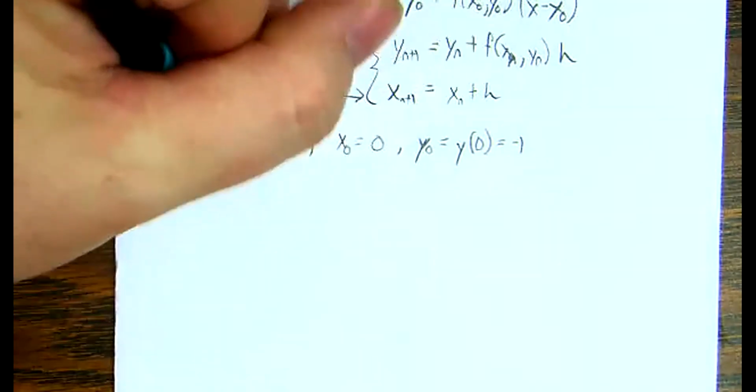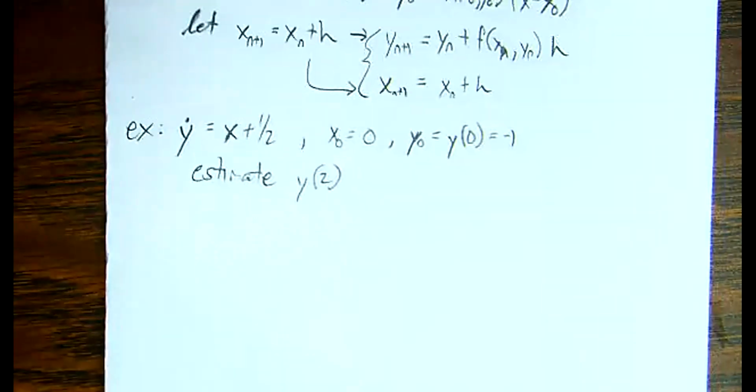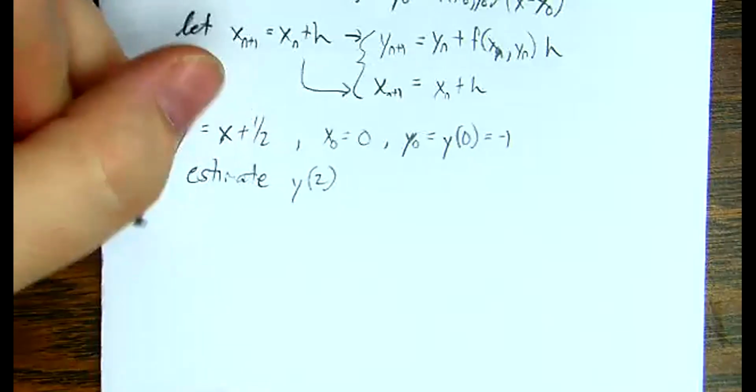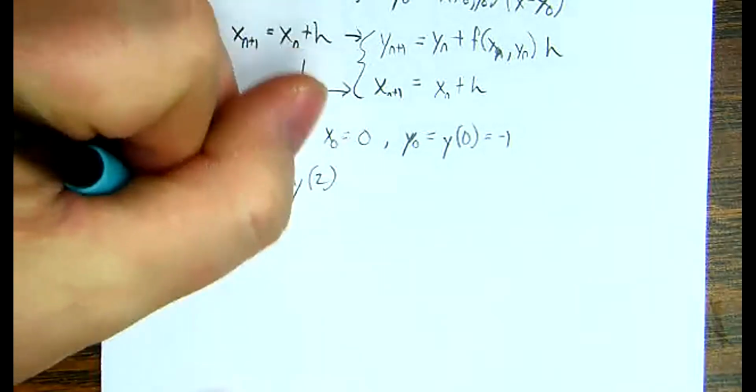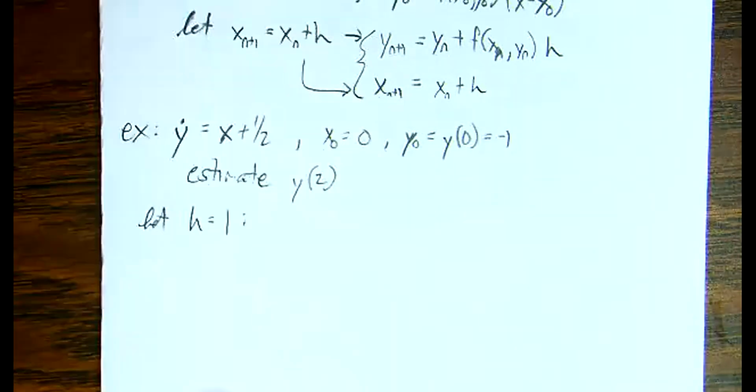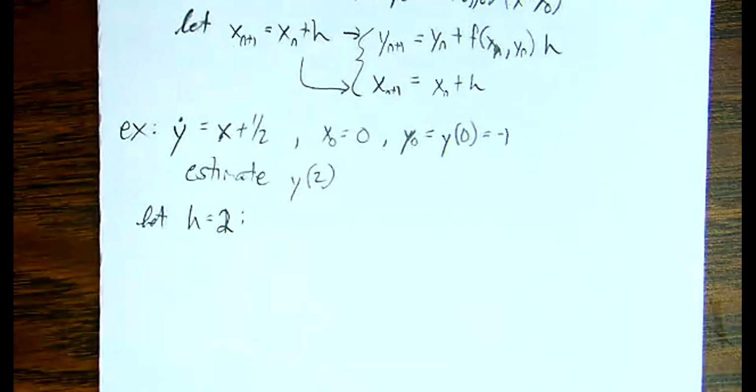if I want to estimate y of 2, where this particle, if you will, is at 2 seconds, I can use Euler's method of function approximation. I just have to decide what step size I want to use. I could go whole hog and let the step size be equal to 2, right? I'm just going to take one step.